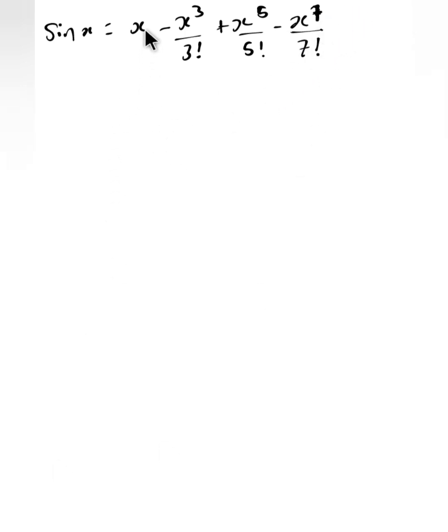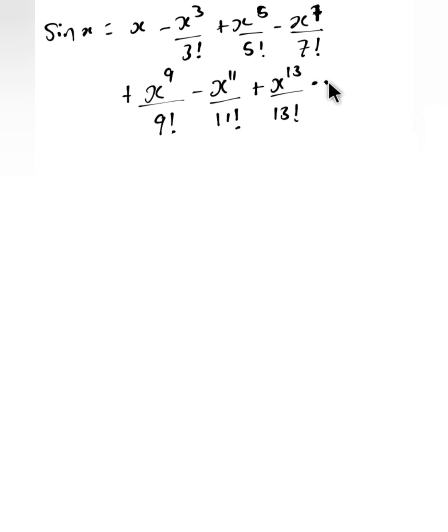We observe that the powers of x are odd numbers, and it is an alternating sequence. Positive, negative, positive, negative. The next term will be positive. Then x raised to power what? 1, 3, 5, 7 over 1 factorial, 3 factorial, 5 factorial, 7 factorial. Obviously, this will be 9 factorial. Then if it's positive, this one will be negative: x raised to power 11 over 11 factorial. Then positive, x raised to power 13 over 13 factorial. And that is how the list keeps on going.